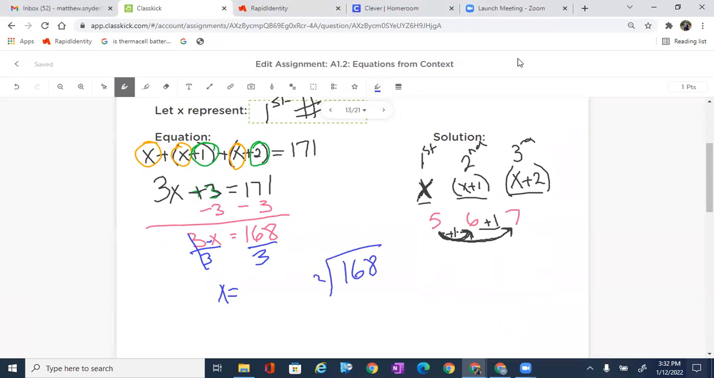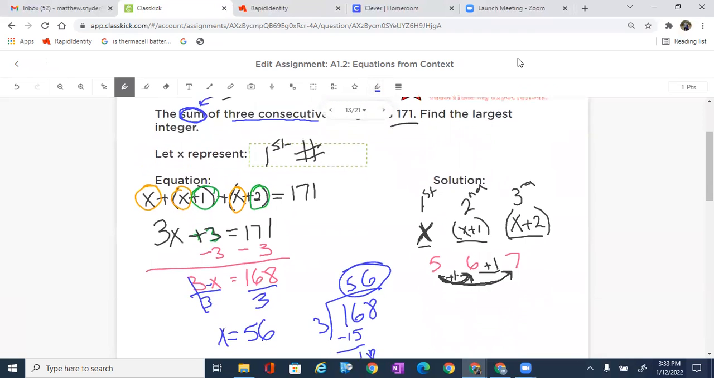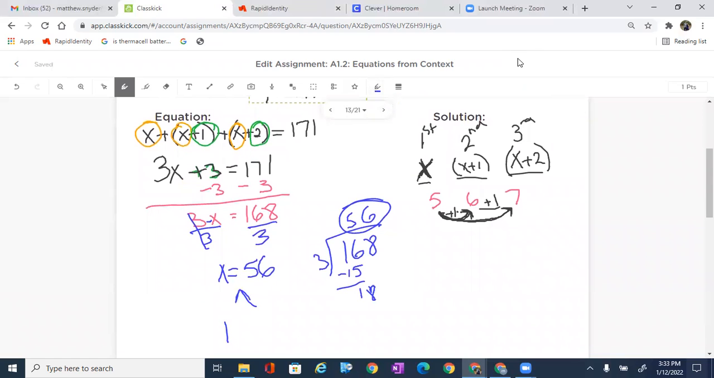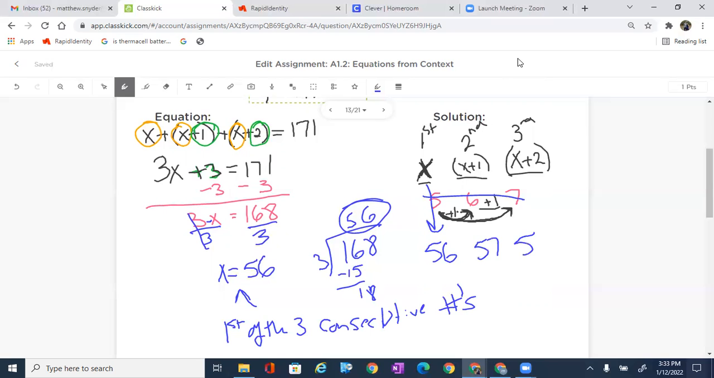So let's do that. 168 divided by 3: 3 goes into 16 5 times, 5 times 3 is 15. We subtract, we get 1, bring down the 8, 18. 3 goes into 18 6 times. So our first number x would be 56. Okay, so x is going to be 56. This is the first of the 3 consecutive numbers. If I wanted to know all 3 numbers, they're consecutive, so our 3 consecutive numbers would be 56, and then 57, and then 58.